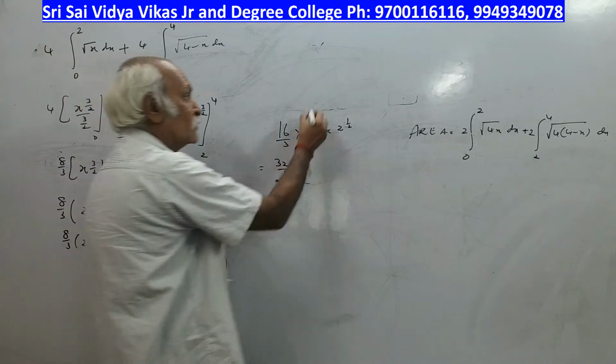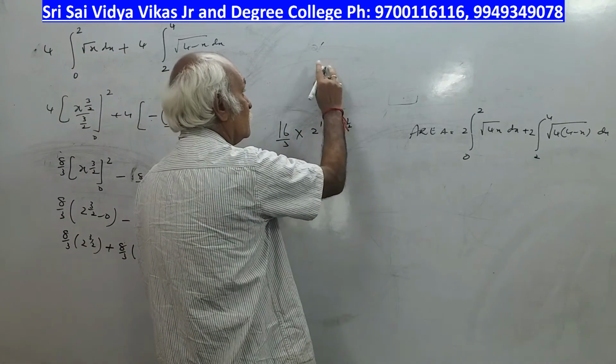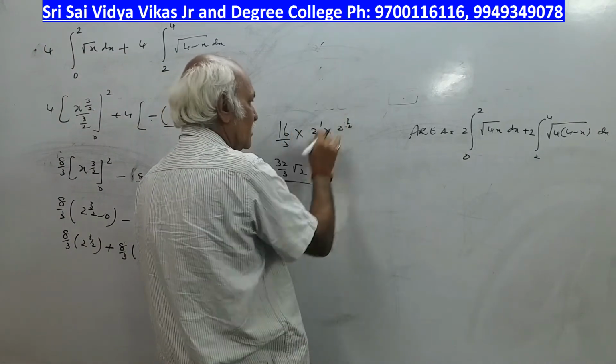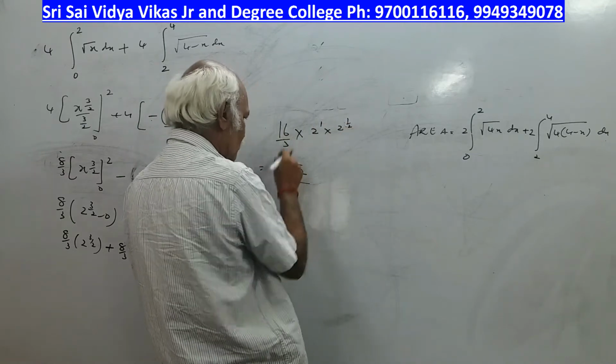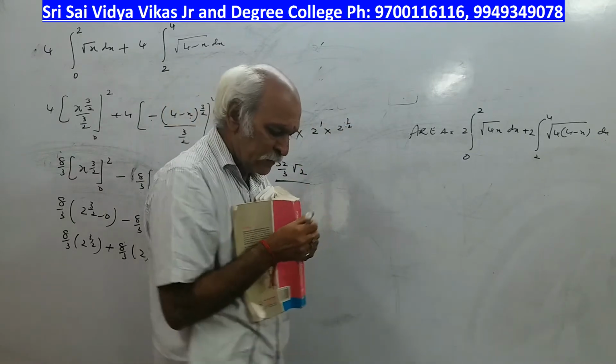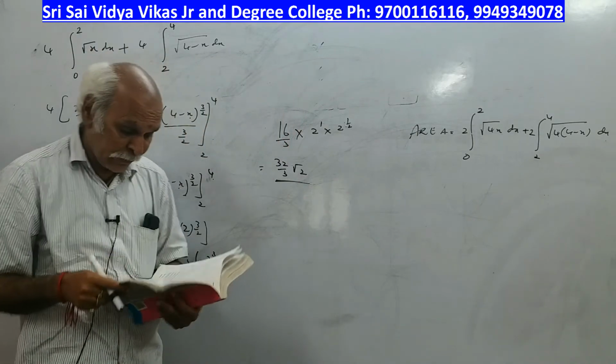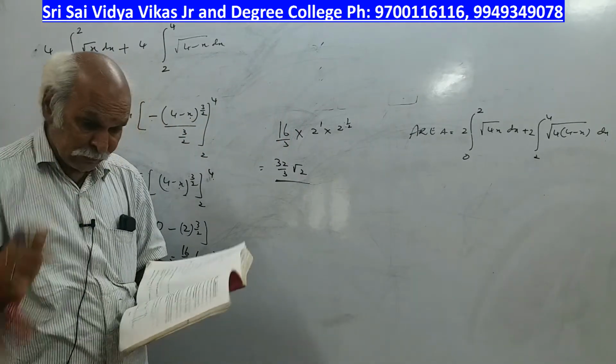3 by 2 means what, sir? 3 by 2 can be written 2 power 1 into 2 power 1 by 2. LCM if you take, 1 plus 1 by 2 is 3 by 2. So 32 by 3 root 2. Right? So this is very, very important, sir. Okay. Next.